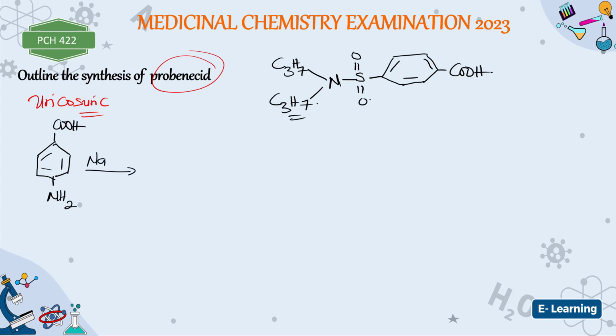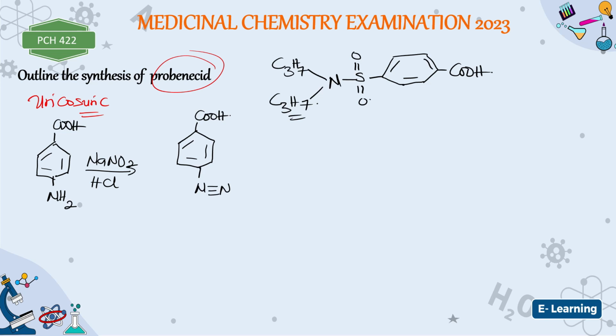Now you can react this with sodium nitrite and HCl to convert this. You know the use of sodium nitrite, a diazotization agent. So this will now form a diazonium salt, which will be something like this. Here will be COOH, here will be N2 Cl. This is what is going to be given to us, because this is going to form a diazonium.